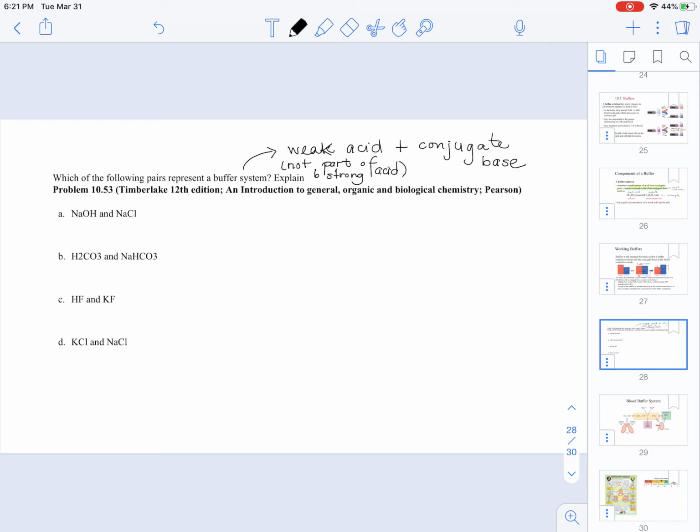So let's look at the first example. We have NaOH and NaCl. The first thing you should notice is that NaOH is not an acid. This is a base. NaCl is a salt, an ionic compound. So by definition, because this is not a weak acid and a conjugate base, this is not a buffer system.